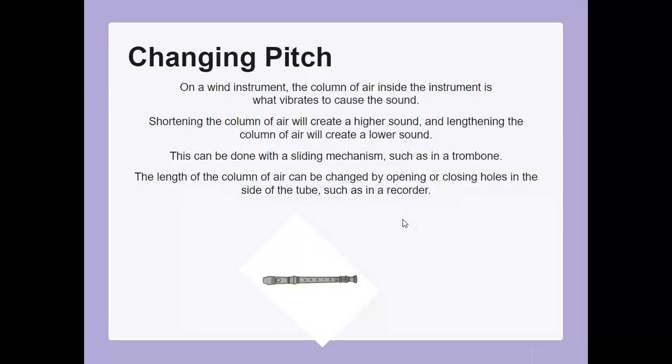On a wind instrument, the column of air inside the instrument is what vibrates to cause the sound. Shortening the column of air will create a higher sound, and lengthening the column of air will create a lower sound. This can be done with a sliding mechanism, such as in a trombone. The length of the column of air can be changed by opening or closing holes in the side of the tube, such as in a recorder.